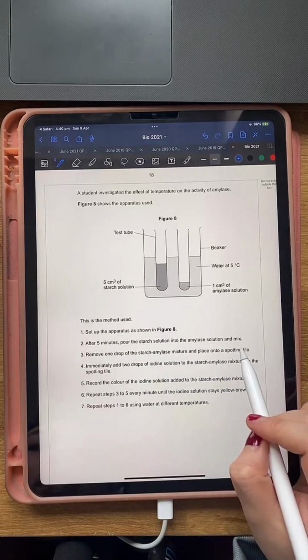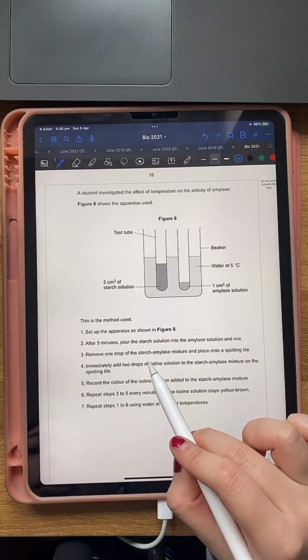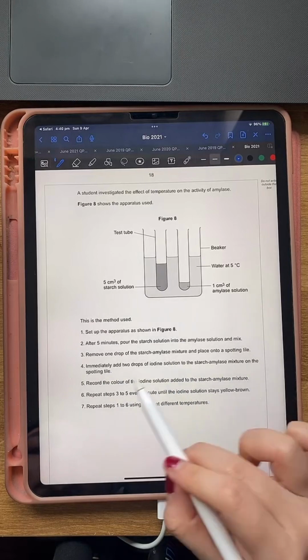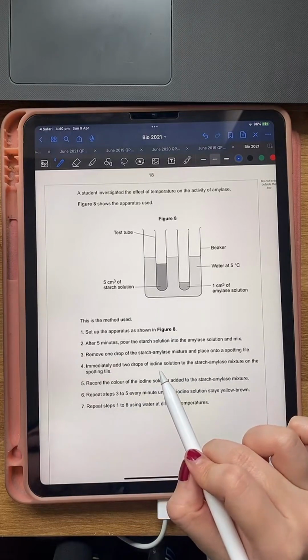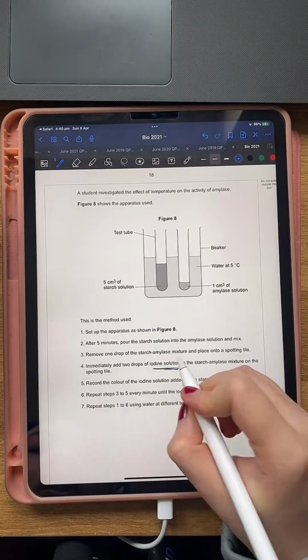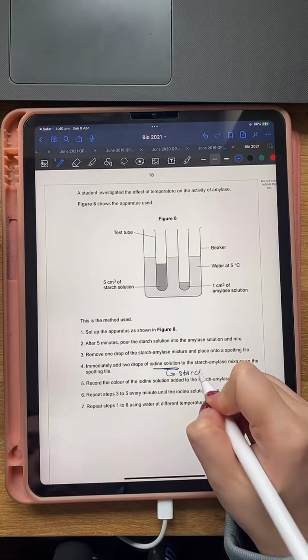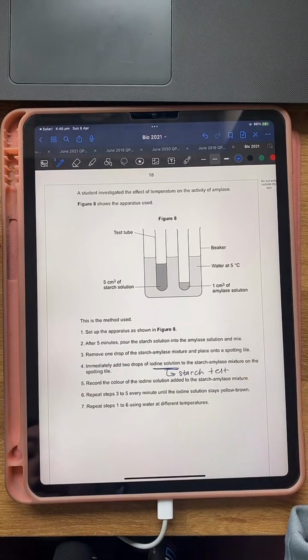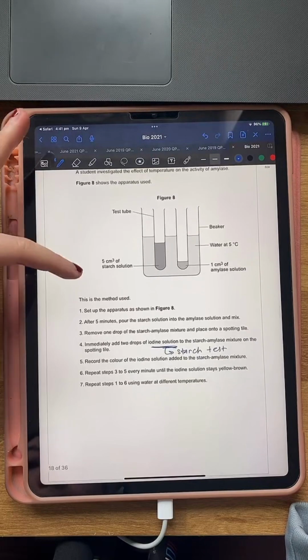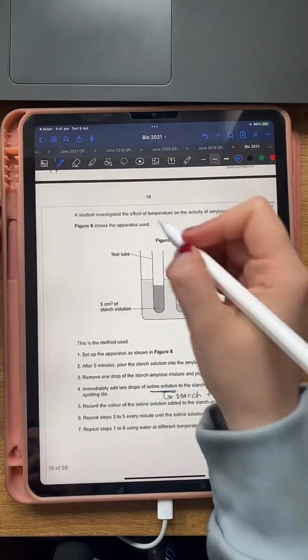To the starch amylase mixture on the spotting tile. Record the color of the iodine solution added to the starch amylase mixture. Repeat steps 3 to 5 every minute until the iodine solution stays yellow-brown. Repeat steps 1 to 6 using water at different temperatures. So we have here, the effective temperature is your independent variable, meaning that's the one you're changing. And then activity of amylase, that's your dependent.